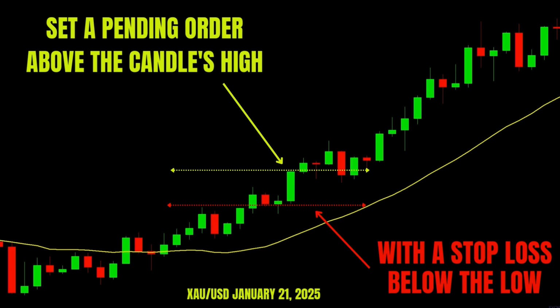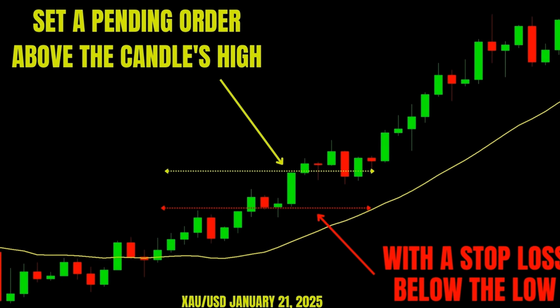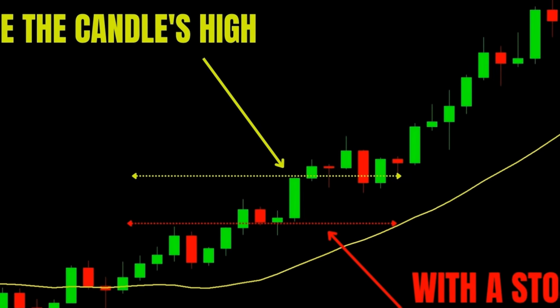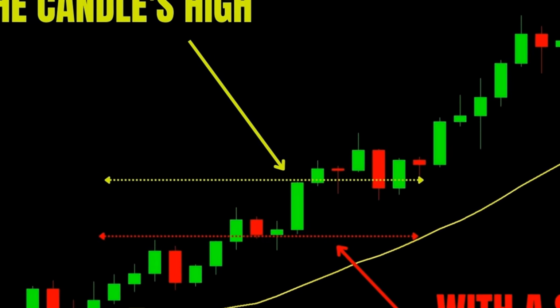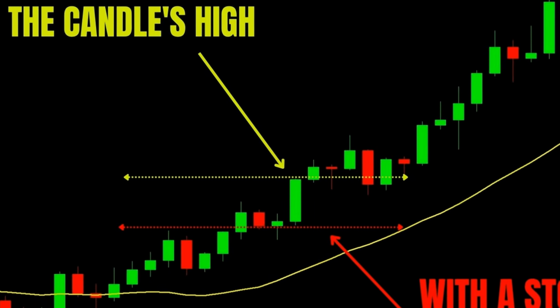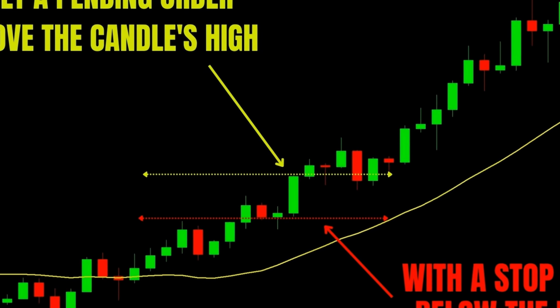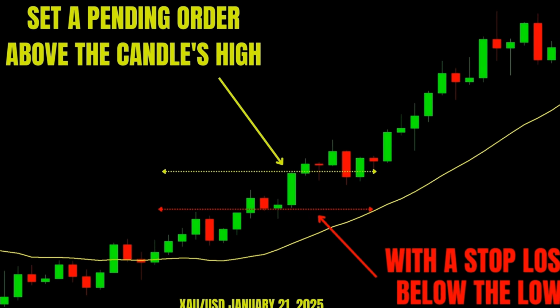With all rules validated, we move to the execution. We set a pending order, buy stop, just above the candle's high. The stop loss is placed below the candle's low. This setup ensures a tight stop and confirms the trade only activates on continued bullish strength.